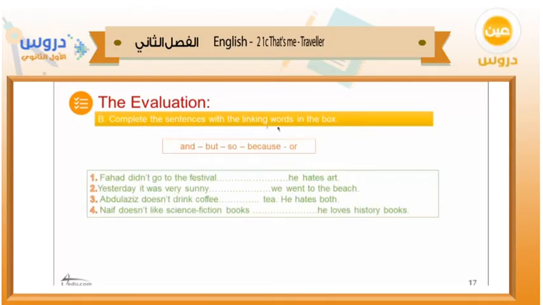Complete the sentences with the linking words in the box: and, but, so, because, or. Number 1. Fahad did not go to the festival. He hates art. Number 2. Yesterday it was very sunny. We went to the beach. Number 3. Abdulaziz doesn't drink coffee, tea. He hates both. Number 4. Naif doesn't like science fiction books. He loves history books.